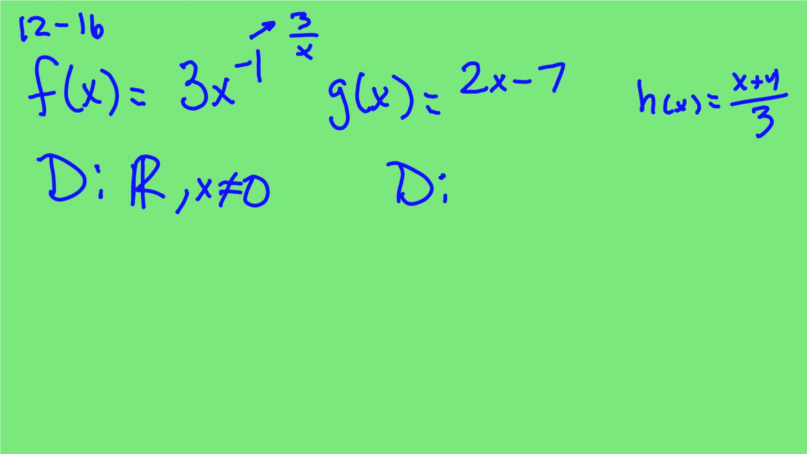G of x, it's not breaking any rules. There's no fractions. There's no radical exponents, so I know it's all the real numbers. H of x, all those are fractions. There's no letter in the bottom, so it's all the reals. And there's no radicals, so it stays all the reals. So those are my domains for 12 through 16. I will use those for step 3 when I check the domain.